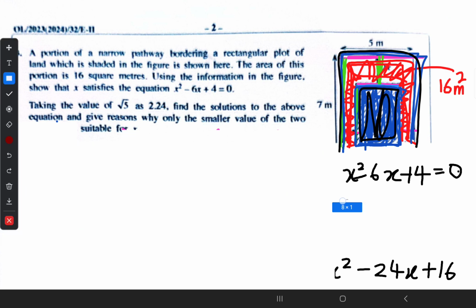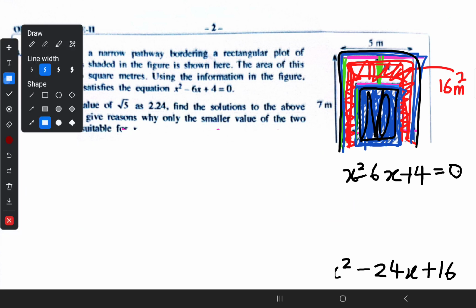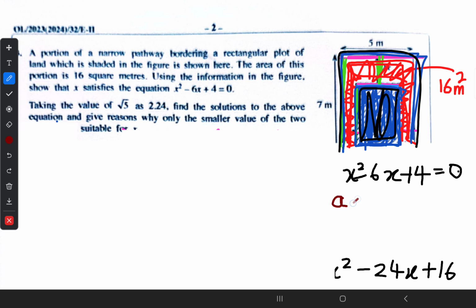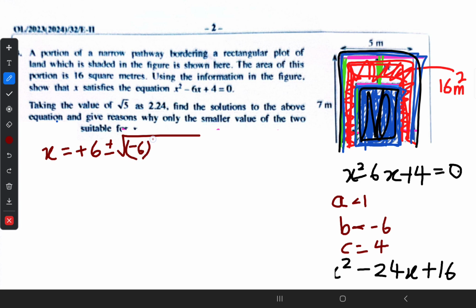Now let's substitute our values. a means the coefficient of x square, which is 1. b, the coefficient of x, is negative 6. c, the coefficient of the constant, is 4. Then our equation to find x is equal to negative b plus or minus square root of b square minus 4 into a into c, divided by 2 into a. That means negative of negative 6, so 6, plus or minus the square root of negative 6 square minus 4 into 1 into 4, divided by 2 into 1.